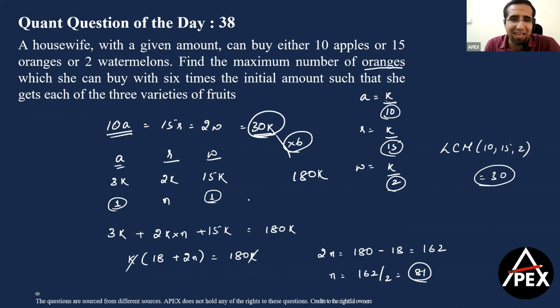So if I assume the value of K as a multiple of 10, 15, and 2, my job becomes pretty easy. And if I need to maximize the number of oranges, I need to minimize the number of apples and watermelons. Right. So therefore, with that, we will be able to get that the maximum number of oranges she buys is going to be 81. And therefore, 81 becomes your final answer.